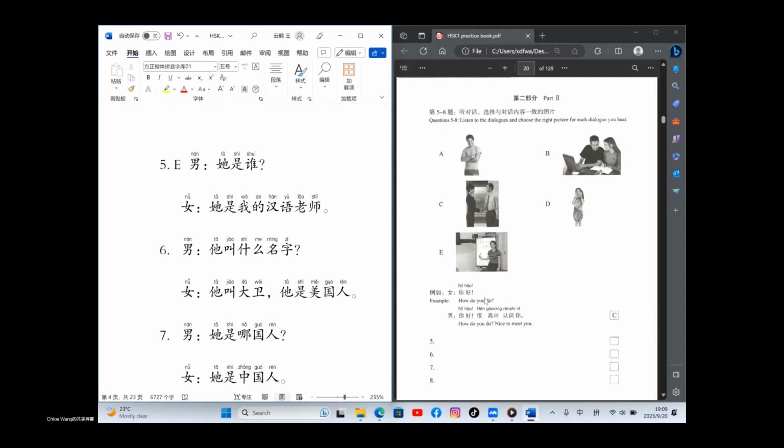Question 6. 他叫什么名字？ What's his name? 他叫大卫. He is David. 他是美国人. He is American. And David is a typical boy's name. And American, so an American boy. We choose picture A.